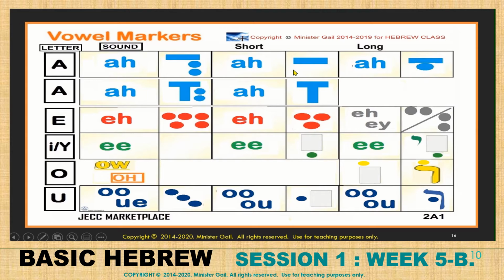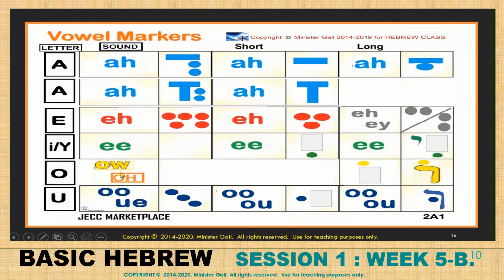Always the line with the dots of the T. Eh for E, and sometimes eh, or sometimes a break in the syllable. The I or the Y is pronounced as an E. The dots underneath, it's pronounced as an E and written as an I in the word. This will be written as an I-Y, because that's the yod, the power number, the tenth letter. And this will be pronounced as an E, Elohim.